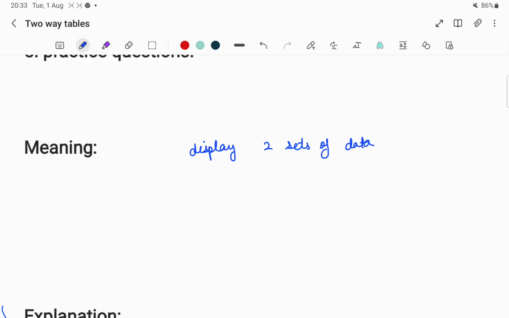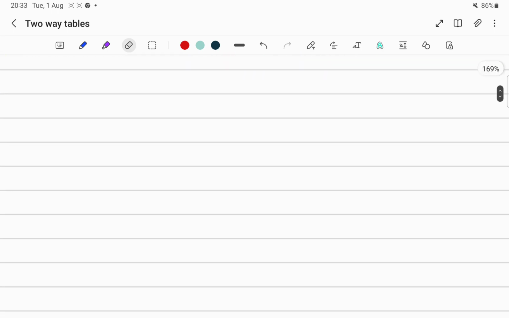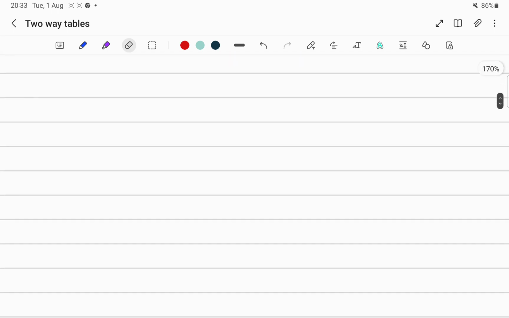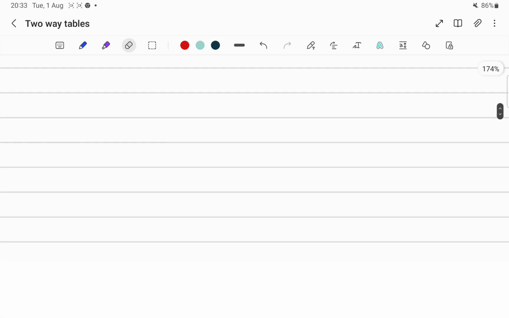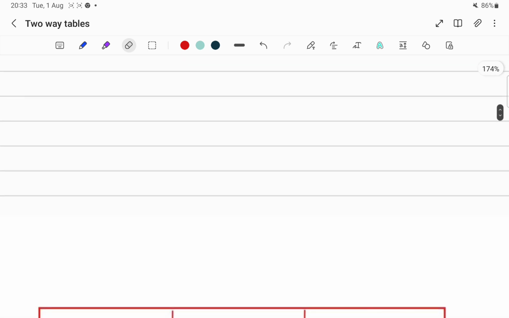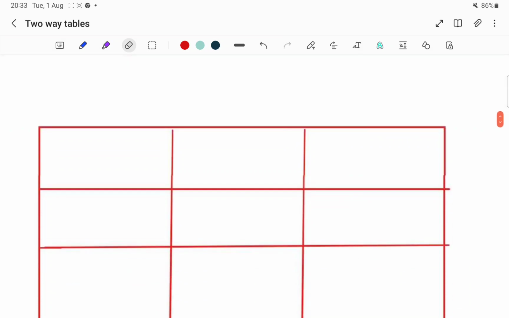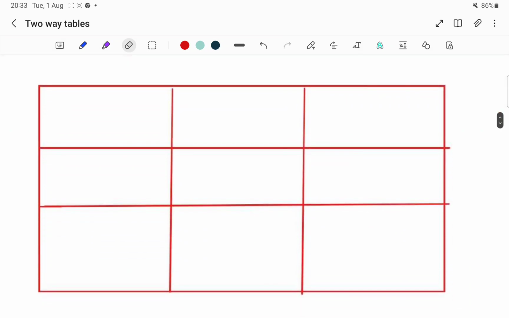Now I will be giving you a very simple, basic example of understanding the meaning of a two-way table and how we can represent it. For example, if I show you, this is a kind of two-way table. Why is it called a two-way table? Because it is going to represent two sets of data. One set will be represented vertically and another set will be represented horizontally.